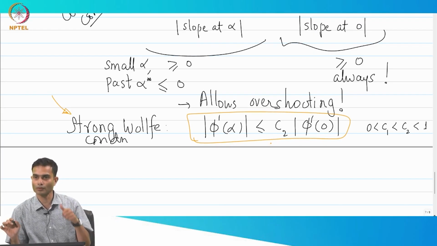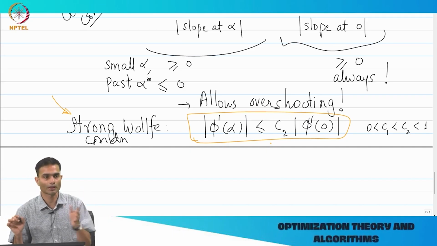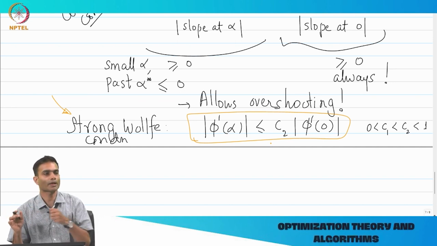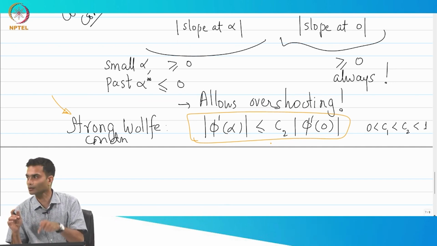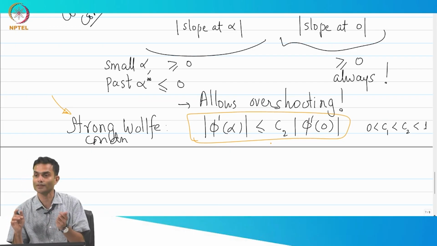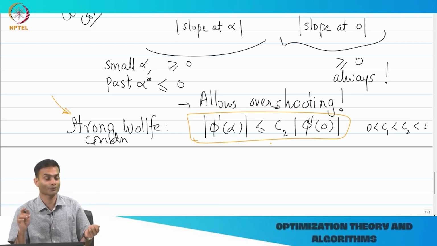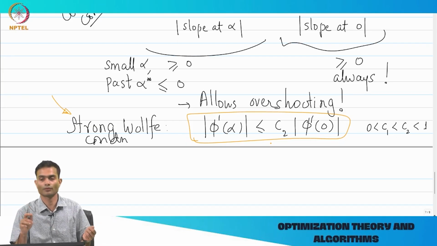The right hand side is given and fixed. At alpha equal to 0, I know phi is 0, phi dash 0 is known to me, C2 is a prefixed number. The right hand side is fixed. Every time I pick some alpha, I have to substitute over here, calculate phi dash alpha, is it good enough, yes or no. Depending on that the algorithm proceeds. So every time I have to evaluate phi dash alpha, which for a realistic problem may be difficult.